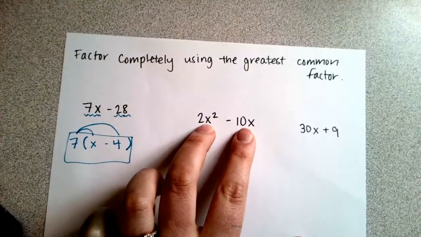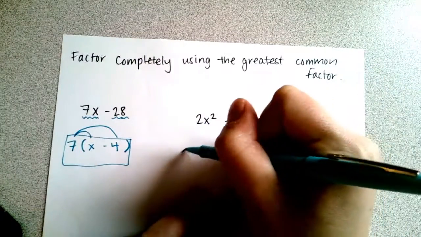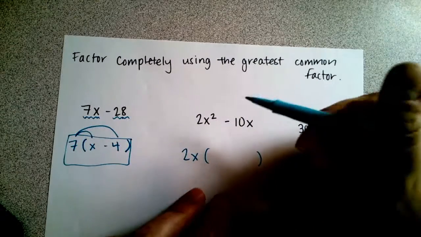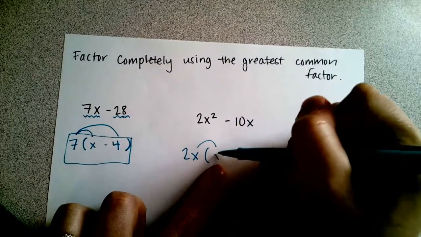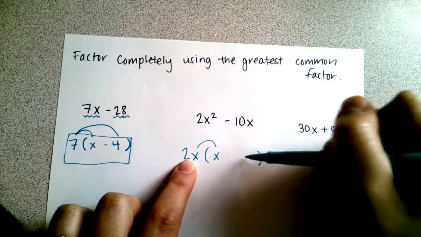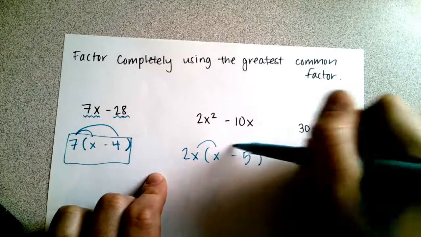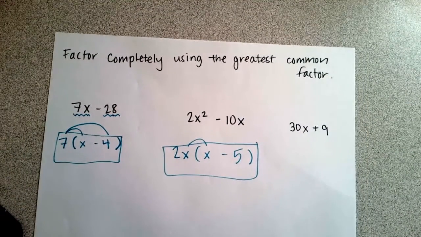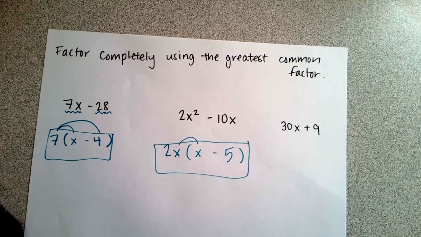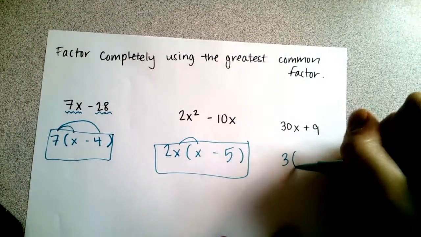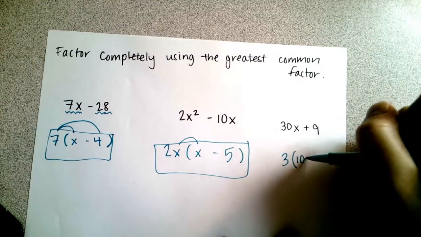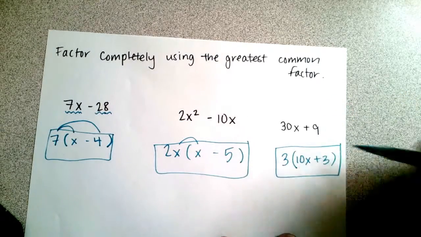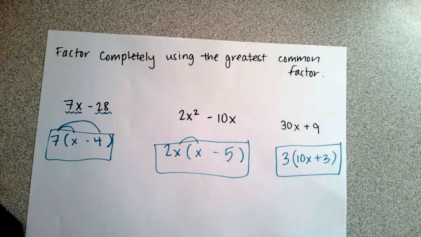Okay, in this next problem, I see that I can divide both numbers by 2 and that they both also share an x. So I'm going to factor out 2x. 2x times x gives you 2x squared, and 2x times negative 5 gives you negative 10x. So here's our factored form. And the last problem, the number that you can divide both 30 and 9 by is 3. So 3 times 10x is 30x, and 3 times 3 is 9. So there's the factored form using the greatest common factor.